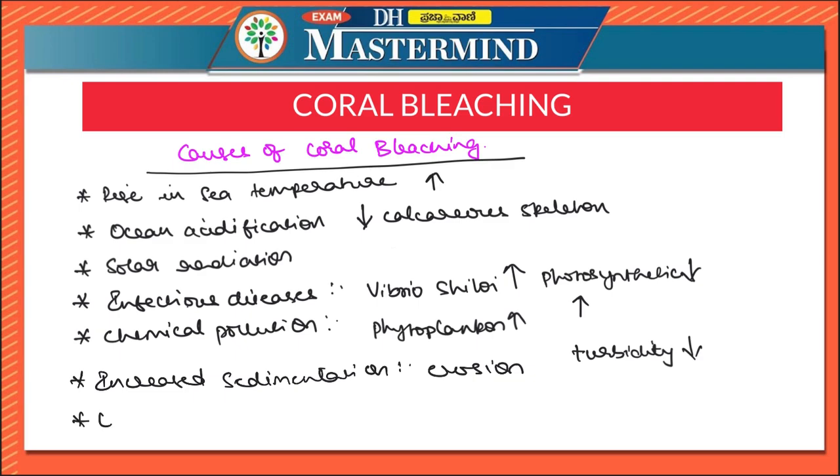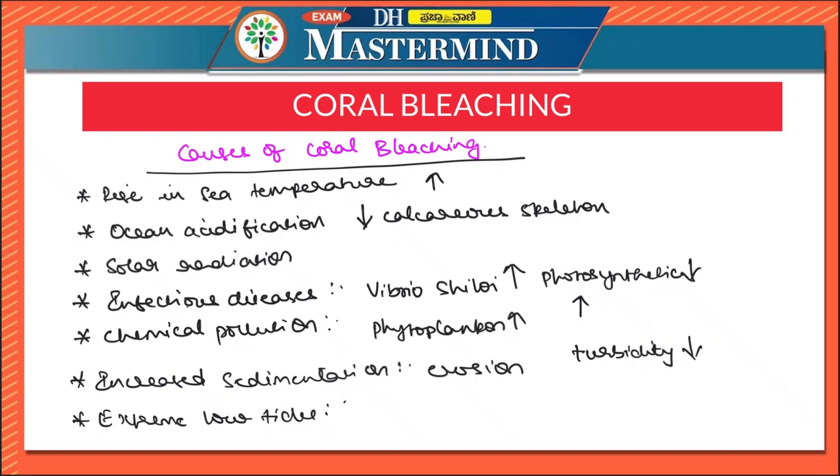Next important factor is the extreme low tides. Extreme events of low tides expose the corals to solar and ultraviolet radiations. When low tides come, the corals will be exposed to solar radiation and ultraviolet radiations as well. As we have already seen, increased solar radiation results in coral bleaching.